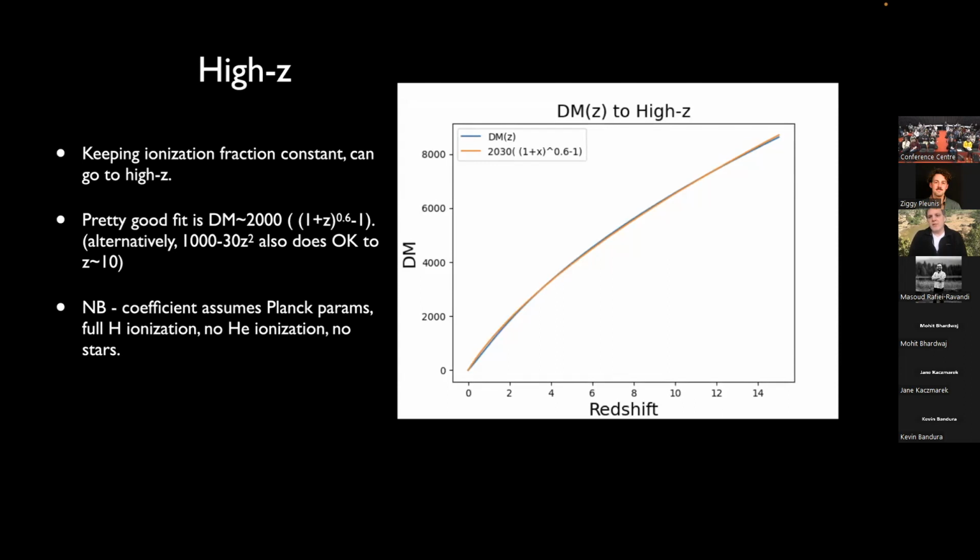So I've shown the low redshift DM of z relations. So here's extending that same thing, again assuming constant ionization fraction out to higher redshift. And now it no longer looks like a line. But as you see, if we start pushing out to redshifts 5, 10, 15, we get DMs of several thousand. And I put in, if you care, a couple of handy rules of thumb for if you're going to higher redshift, what the DM should look like. And again, the coefficient here assumes Planck parameters, assumes that hydrogen is fully ionized and helium is not ionized, and that no electrons have gone into stars.